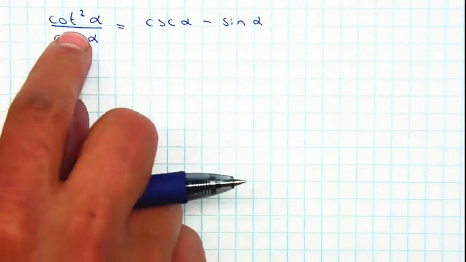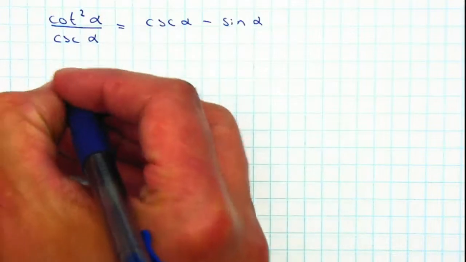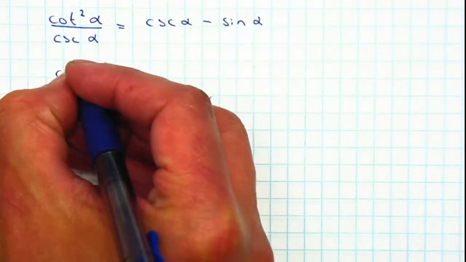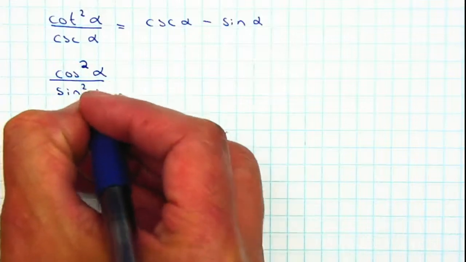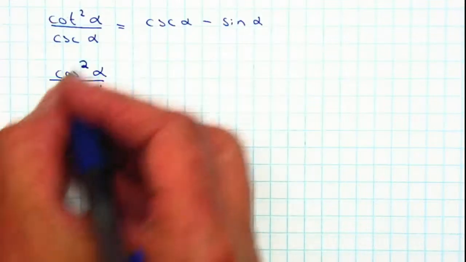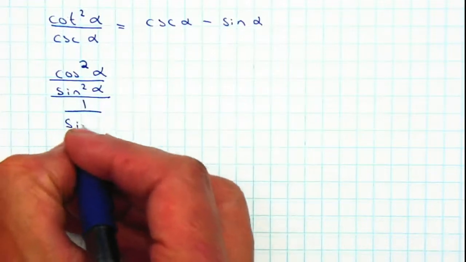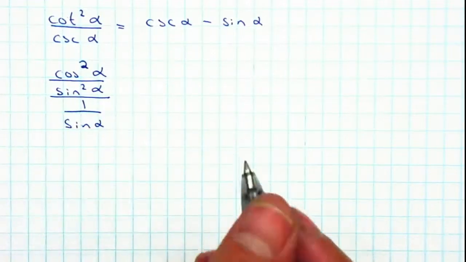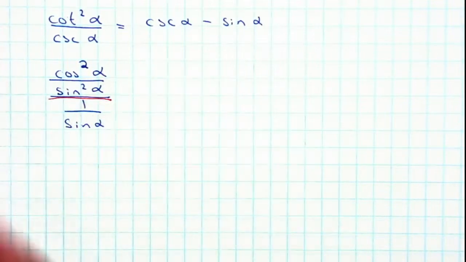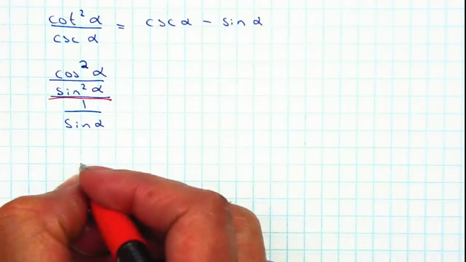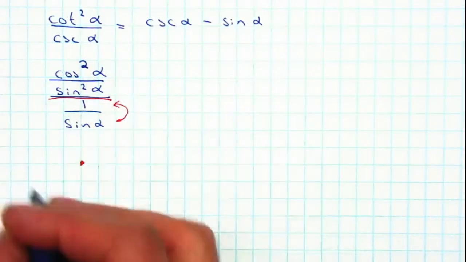I'm going to use my quotient identity to replace cotangent with cosine square of alpha over sine square of alpha. So that's cotangent. Cosecant, I'm going to replace it with 1 over sine of alpha. Now I'm going to change my division to a multiplication by taking the reciprocal of the second fraction. So therefore my first fraction will stay exactly the same.